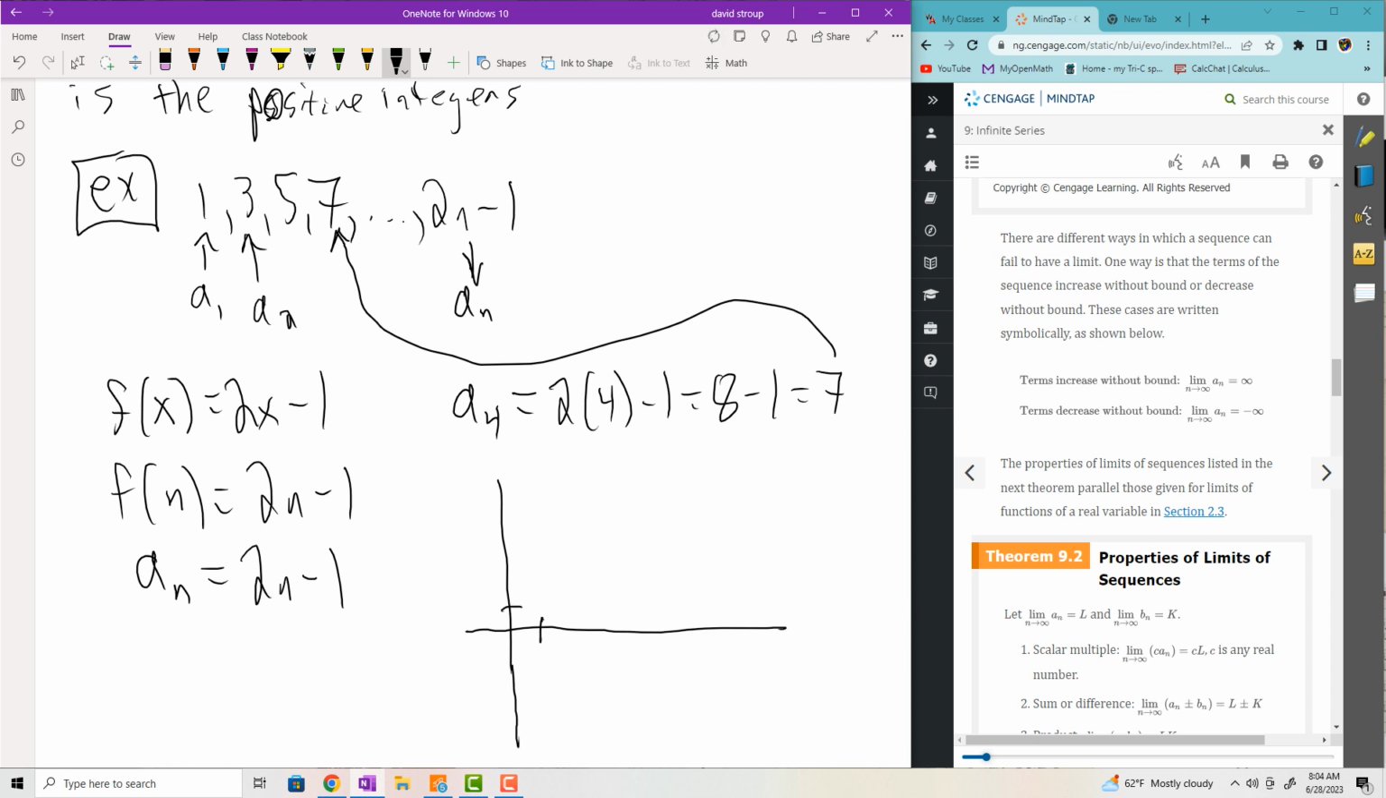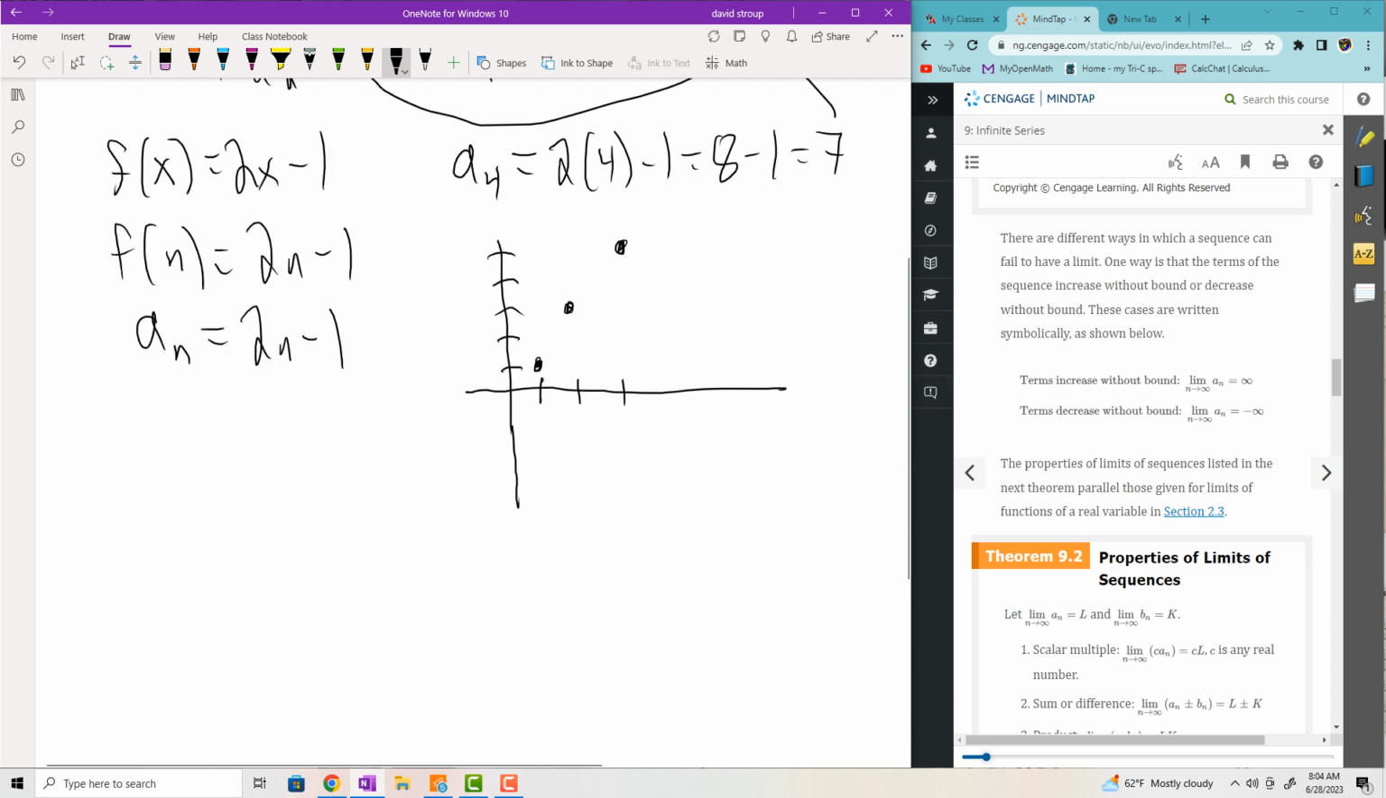A sub 1 is 1. A sub 2 is 3. A sub 3 is 5. So this sequence is just going up and up and up. As a matter of fact, it all lies on the line 2x minus 1. Okay, but for a sequence, you're just putting in the integer values, so you get a bunch of dots at the end of the day.